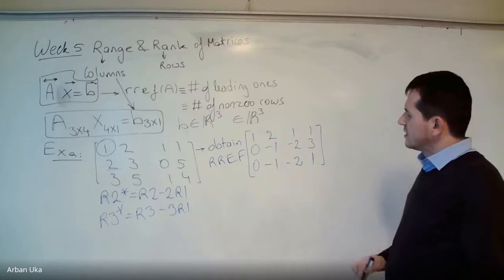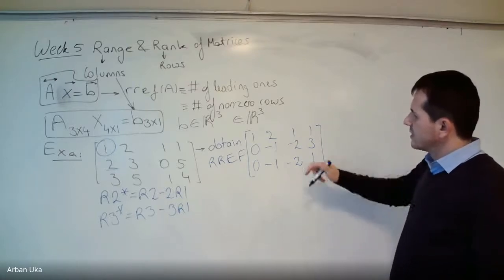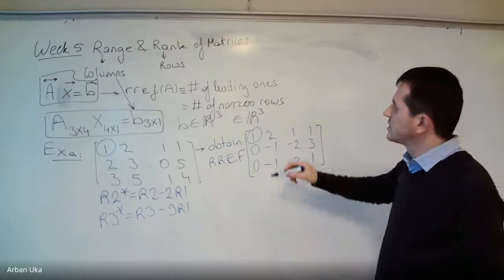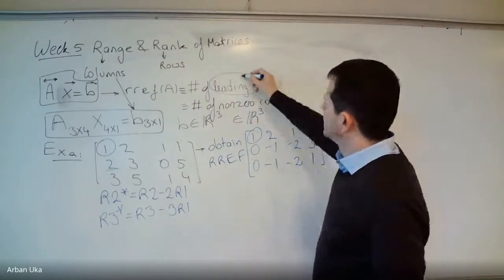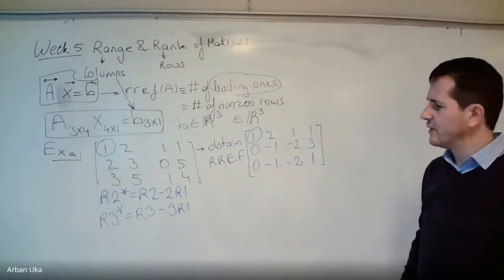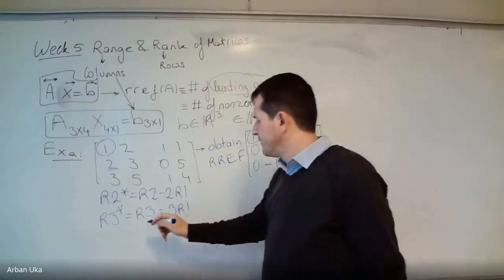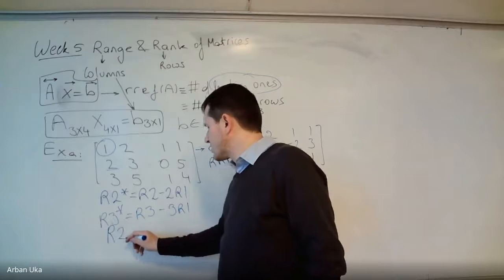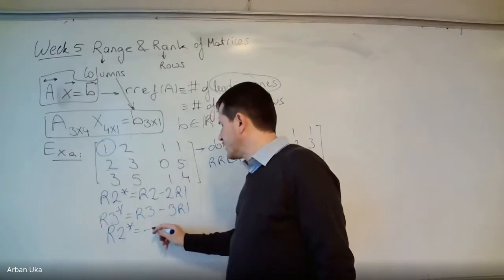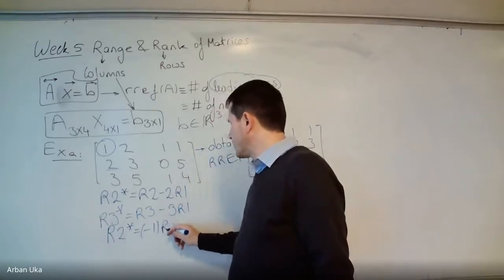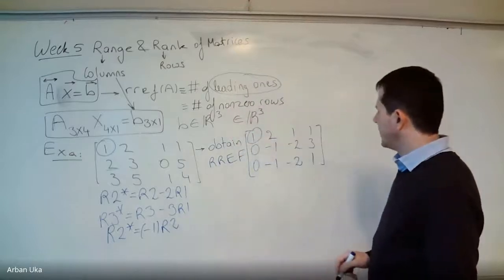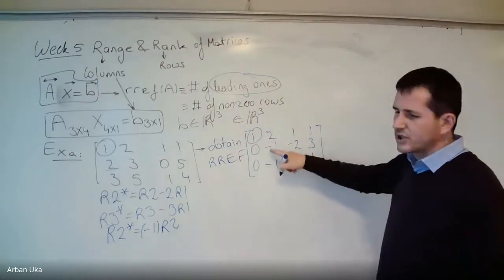Now, this is the next step. The next step is that we want leading ones, okay? So we want ones at the beginning of each row. Let's make this a leading one. How can we do that? We can say that row 2 star can be written as minus 1 times row 2, okay? And if you allow me, I can do the change right here.